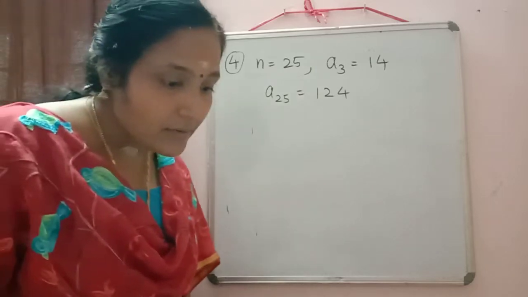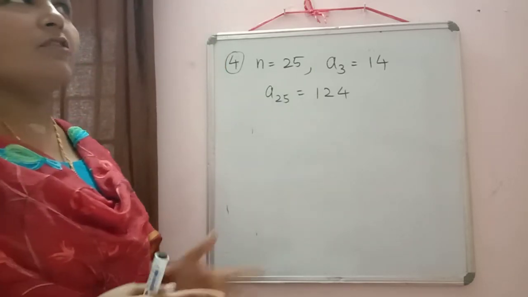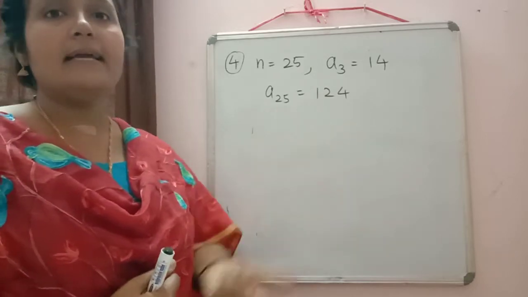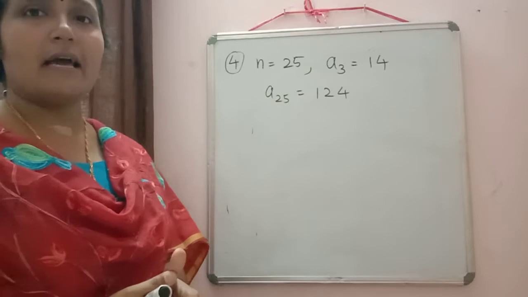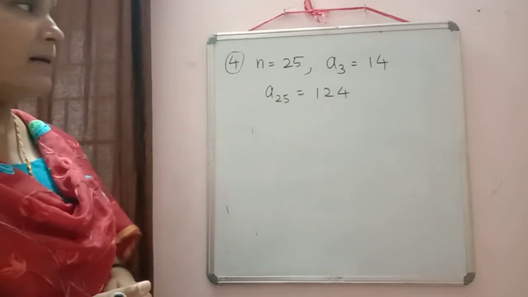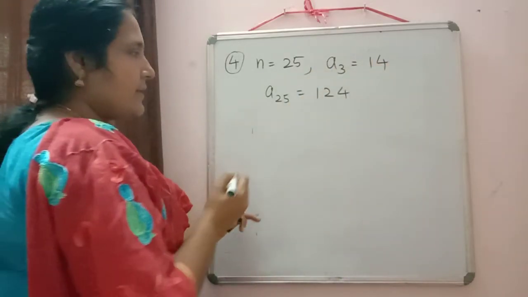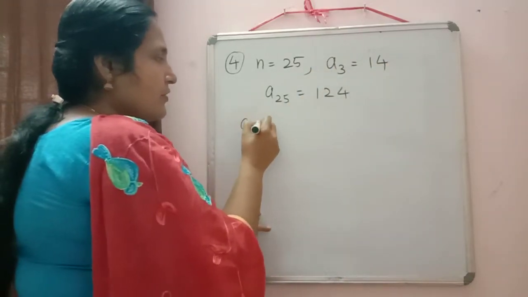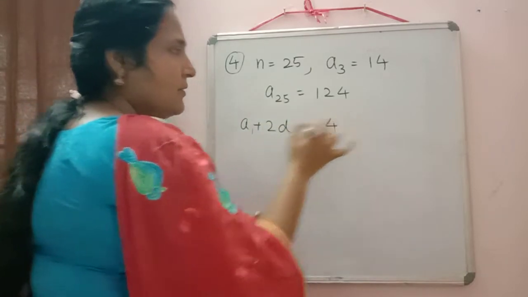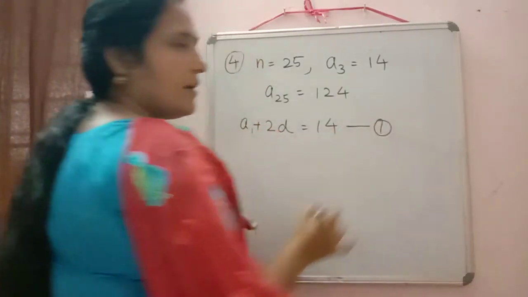What we have to calculate? Find the 15th term. So again, if we want the 15th term, we want the value of a and d. We don't know both the values there. So we'll simplify this one, so we'll get the values. So first one, a3 is equal to 14 is given. a3, according to the formula, what will come? Yes, a plus 2d is equal to 14. Make it equation number 1.